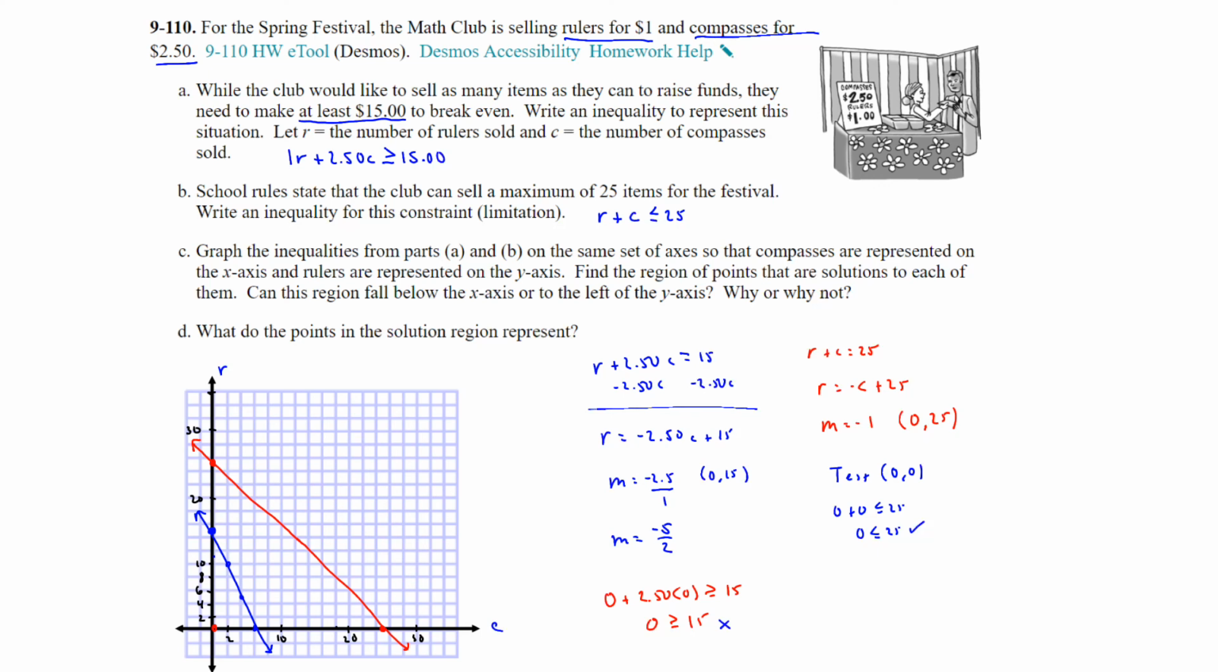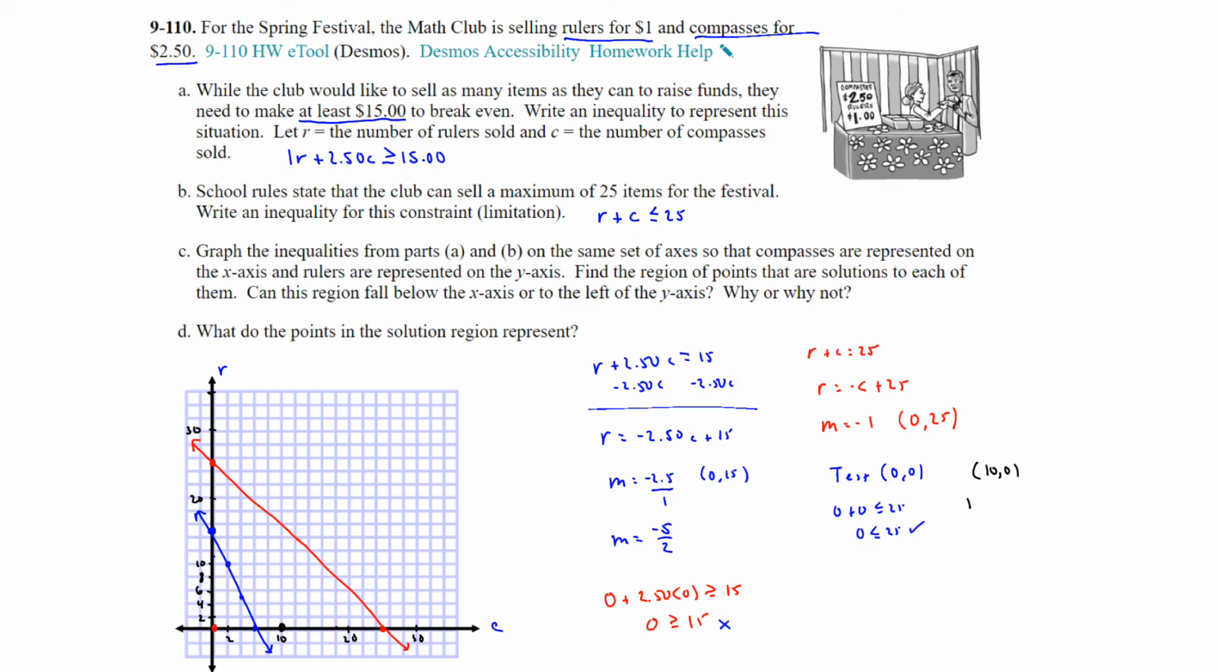So what's going to happen there? Well, when we tested the point 0, 0, it worked for r plus c is 25, but it didn't work for the first one. So this part of the graph down here would not be a solution because it doesn't satisfy both of them. So let's test another point. Let's test it in this region. Let's just do 10, 0. So what if I test the point 10, 0?